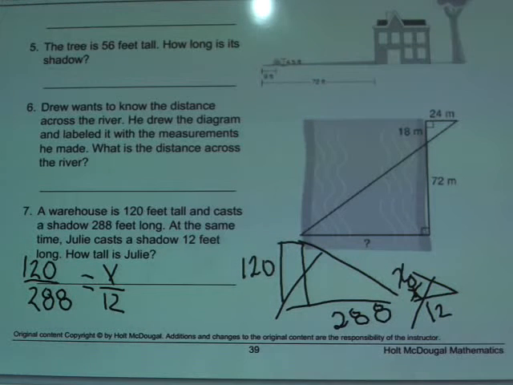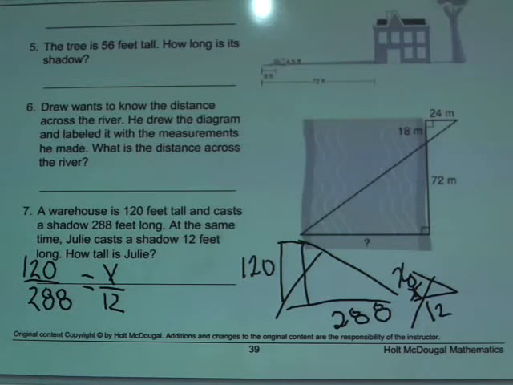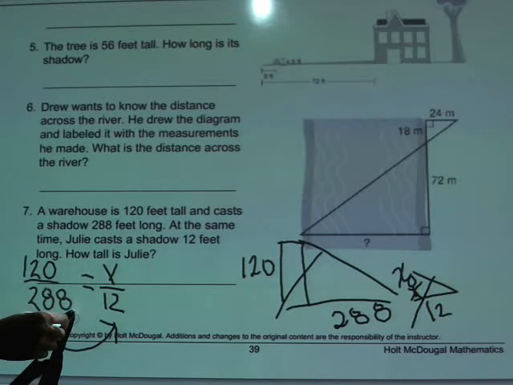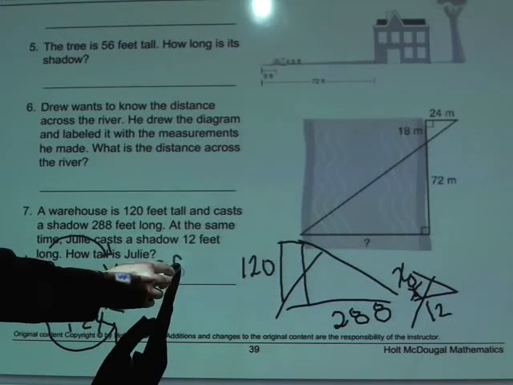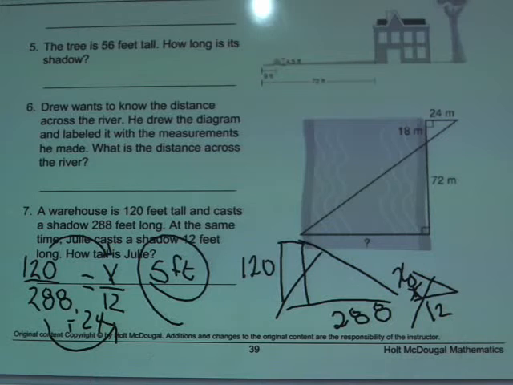All right, now at this point, I want to go ahead and solve, and I want to either cross multiply or figure out what the multiplier or divisor is I'm using there, in this case, in the denominator where I have all the numbers. Well, to go from 288 to 12 in the denominator, you're dividing by 24. So the exact same thing has to work in the numerator here, dividing by 24. When I take 120 and divide by 24, the result is 5, as in 5 feet. So Julie must be 5 feet tall.